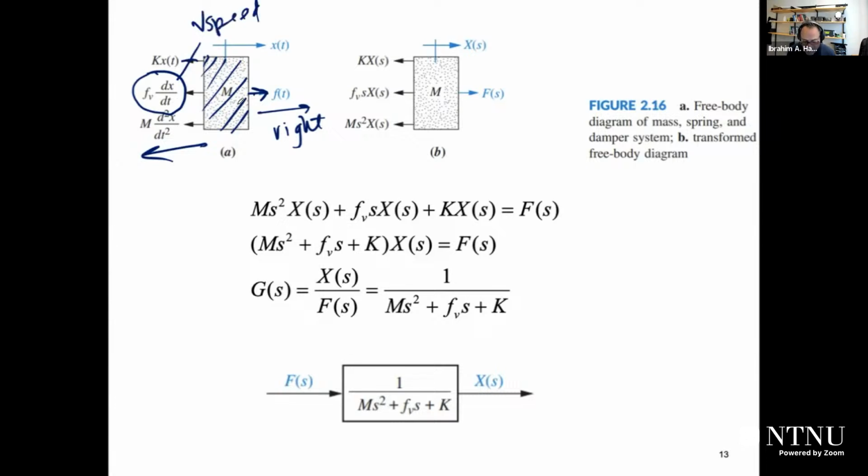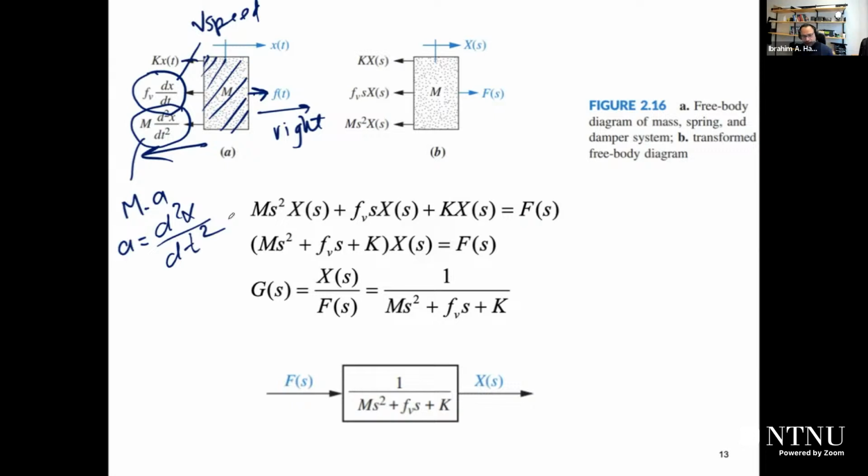Also, this mass has a weight. This weight will generate a force, and this force is proportional to acceleration. So it will be m multiplied by a. A is the acceleration, which is d square x divided by dt square, right? So it will be like this.